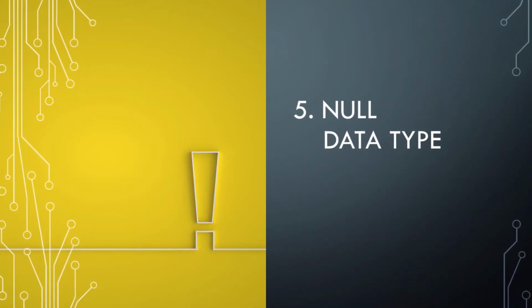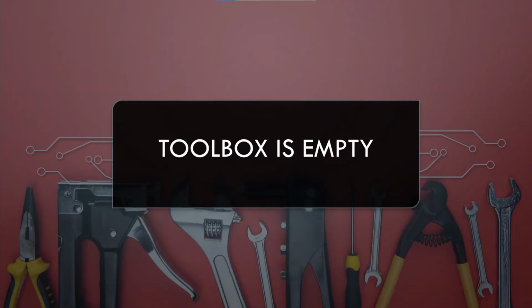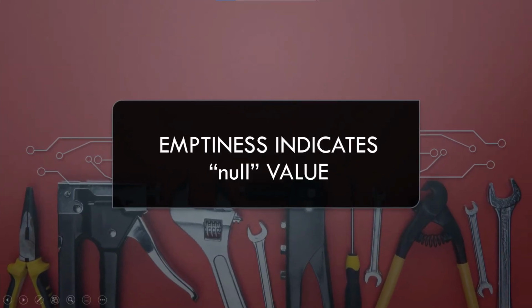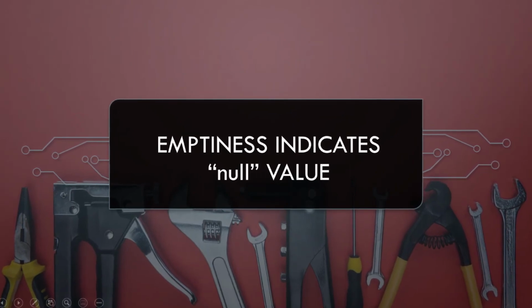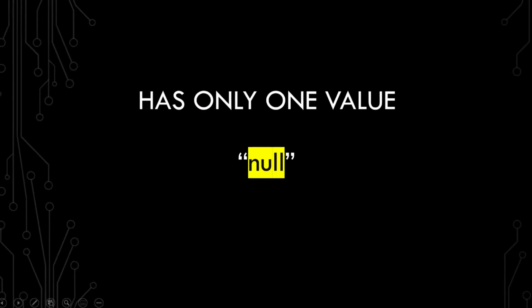The next data type is null. Null means empty or nothing. For example, if the toolbox is empty, then the emptiness of the toolbox indicates a null value. The null data type has exactly one value, that is null.